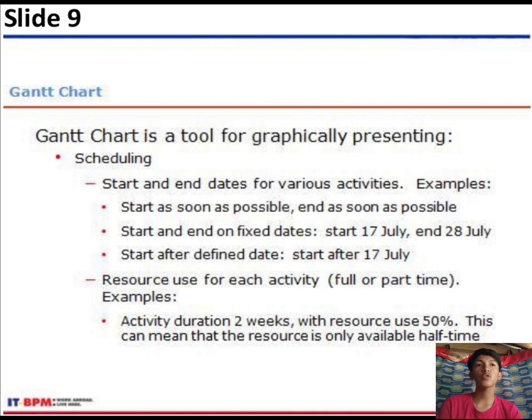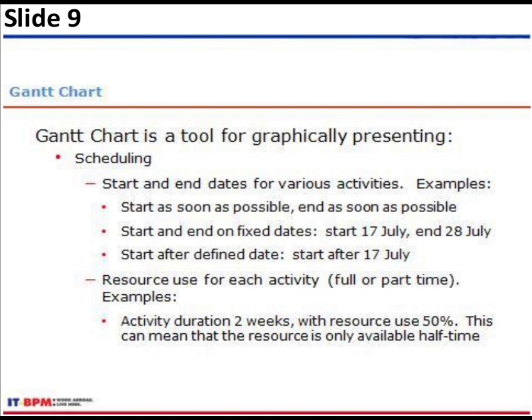And then the resource used for each activity, either full or part-time. For example, the activity duration is 2 weeks with resource use 50%. So this can mean that the resource is only available half time. And then after identifying deliverables and subsequent activities, they can use the Gantt chart to establish timelines for each.